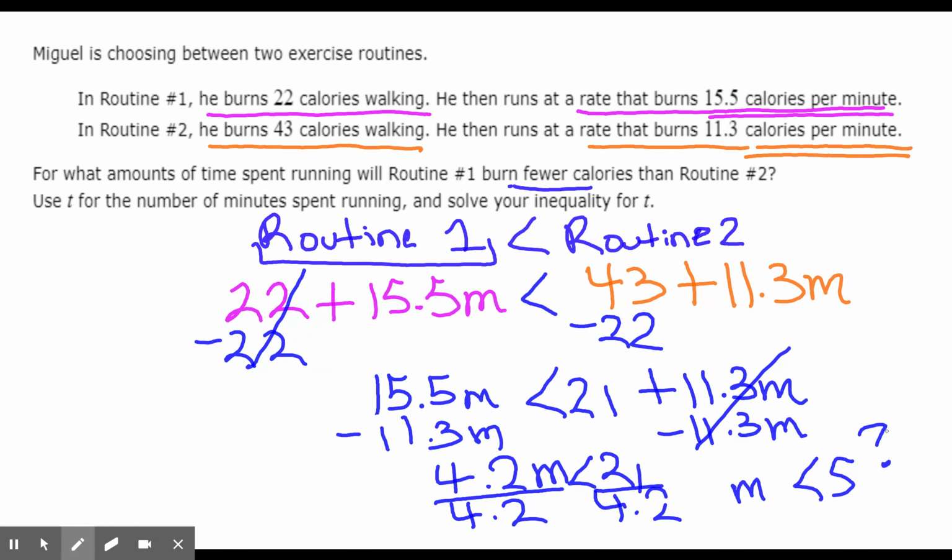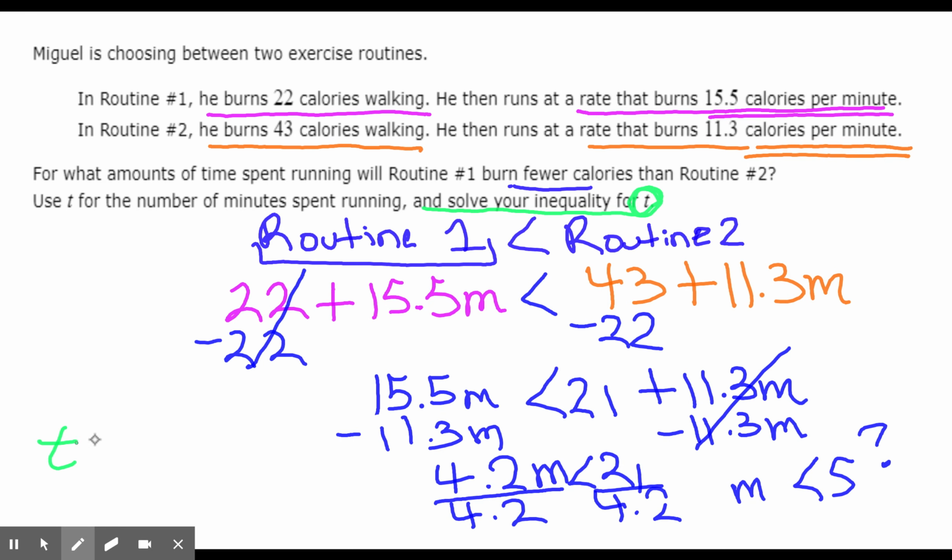So thankfully, I reviewed the problem. And the reason why I read over the problem before I said that's my final answer is because it actually says solve your inequality for t. All right. So I'm supposed to be using t for time. So I'm using the wrong letter variable that it wants.